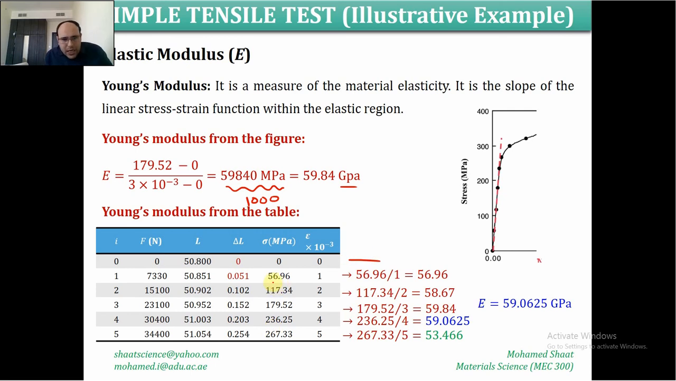But now you're going to divide 56.96 divided by 1. This is going to give us 56.96. You can use the calculator very quick just to do this calculation. Divide this value of the stress by the strain. So like 117.34 divided by 2. This is going to give us 58.67. And do the same for the other points.